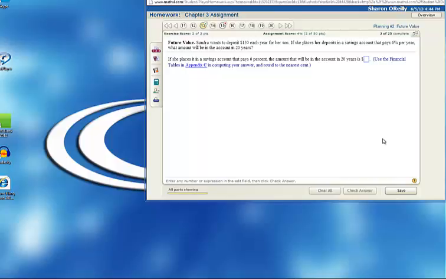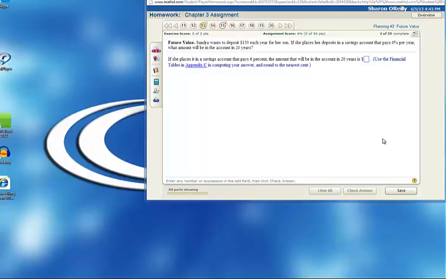In this problem, we are asked to calculate a future value. Sandra wants to deposit $150 each year for her son. If she places her deposits in a savings account that pays 6% per year, what amount will be in the account in 20 years? Well, if Sandra just put $150 in a year for 20 years, she would have deposited 150 times 20, or $3,000.